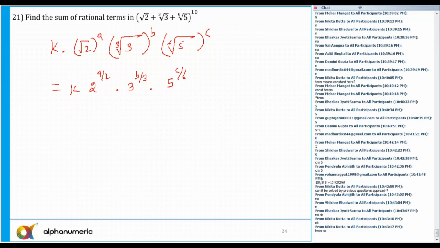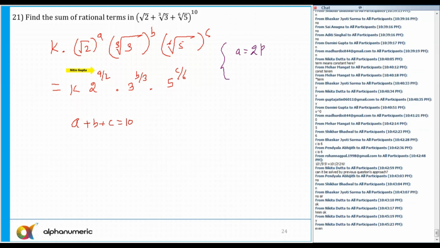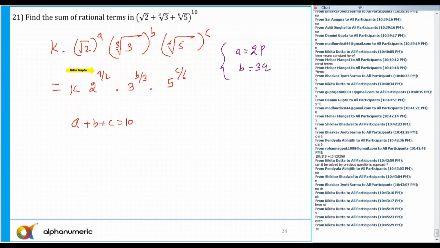And also we know that the value of a plus b plus c has to be equal to 10. Now tell me one thing, for the number to be rational, the power must be integer, yes or no? Power must be integer. So what about a? Can I say a must be a multiple of 2? It has to be an even number. What about b? It has to be a multiple of 3. Yes or no? And what about c? It has to be a multiple of 6. Isn't it? Then only all the powers will be integer. And if the powers are integer, then only I'll get rational terms. Otherwise, it will always be irrational.